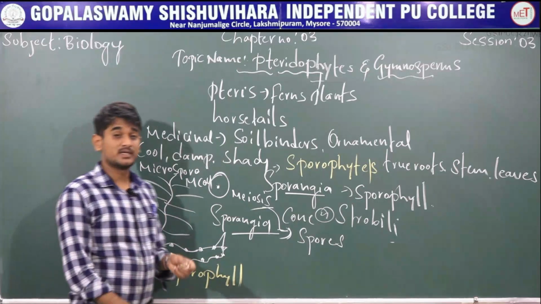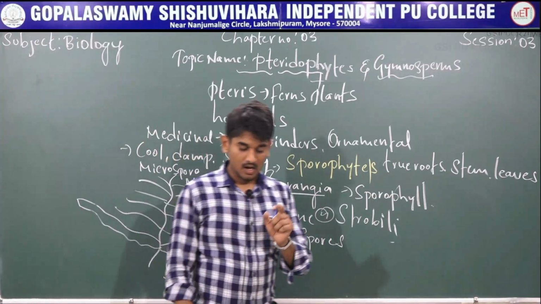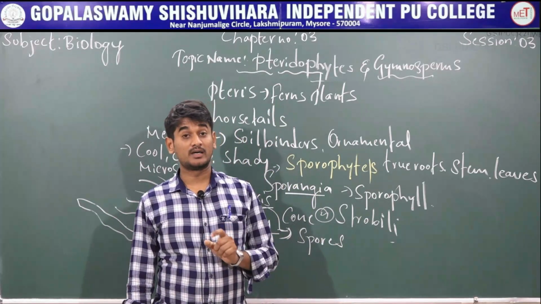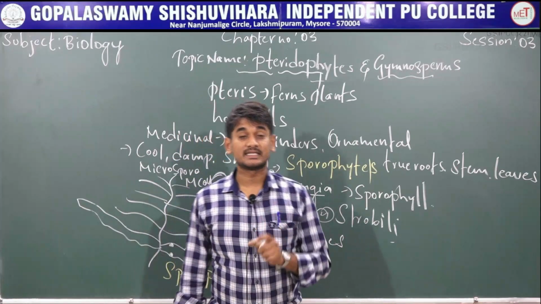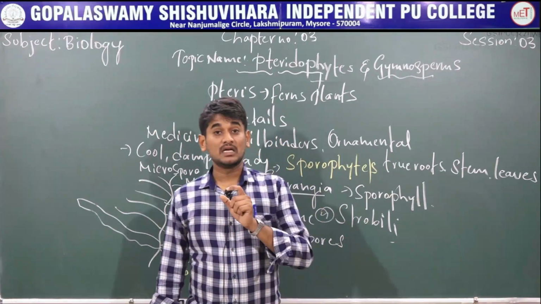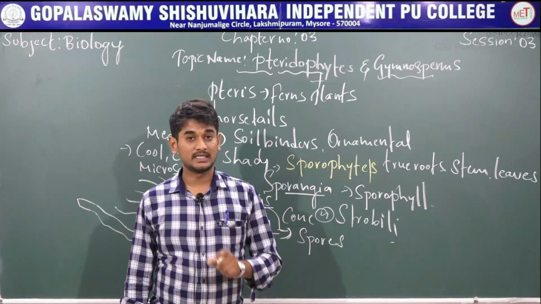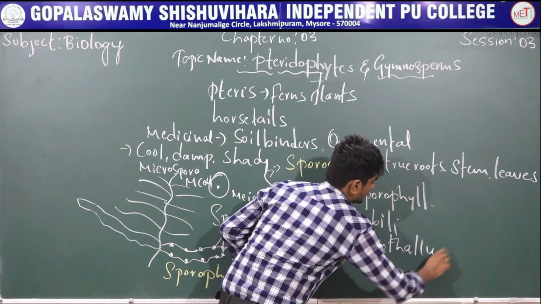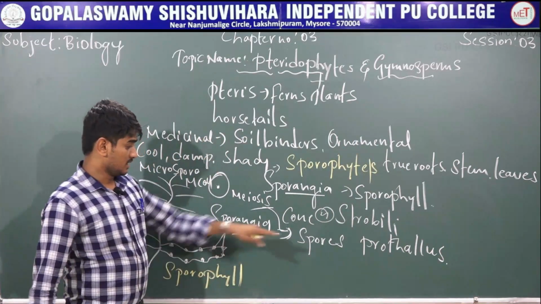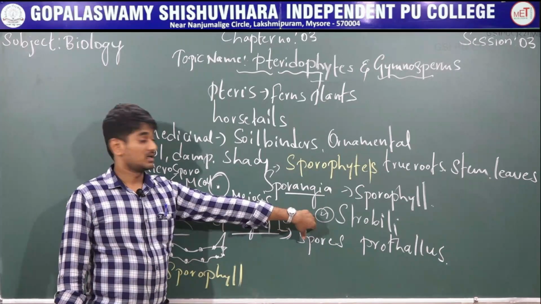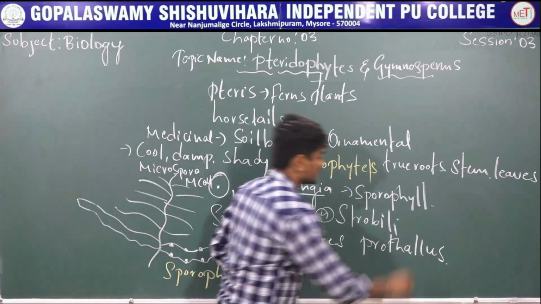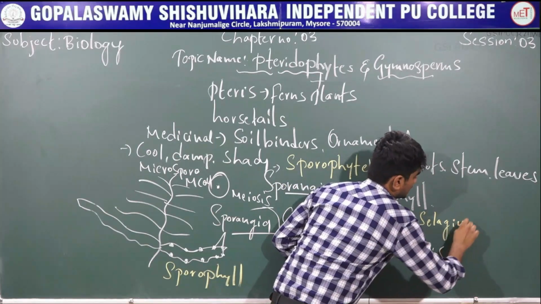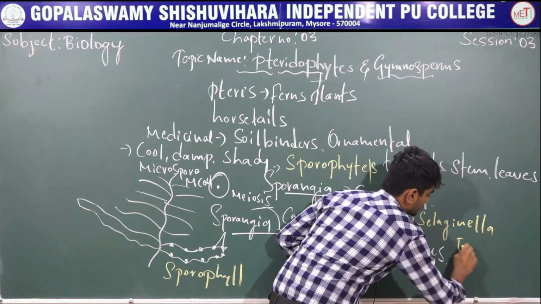These spores germinate to give an inconspicuous, small but multicellular, free-living, photosynthetic thalloid gametophyte called prothallus. This strobilus or cone we can observe in two species, that is Selaginella and Equisetum.